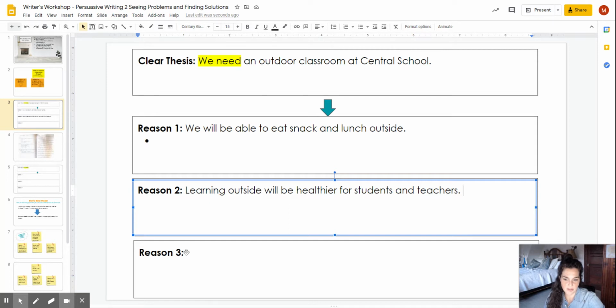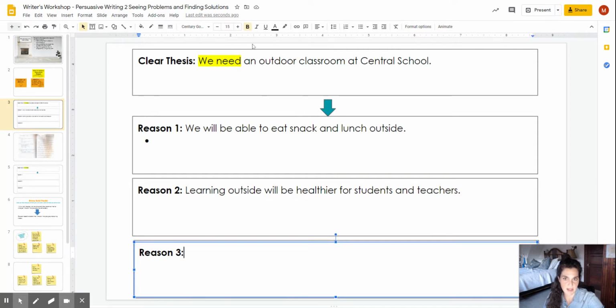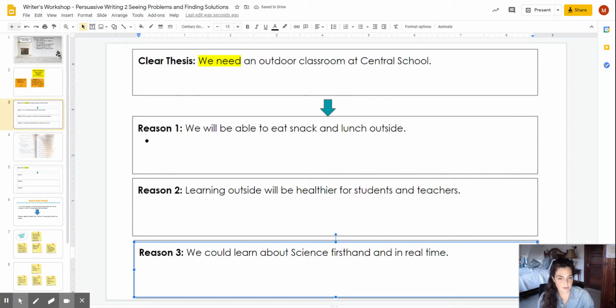And the third reason I was thinking of, and this is more of a teacher reason, is that a lot of our science units have to do with learning about the environment. And so we could learn about science firsthand and in real time, meaning that we could learn about science at the moment, just by discovering the world around us.